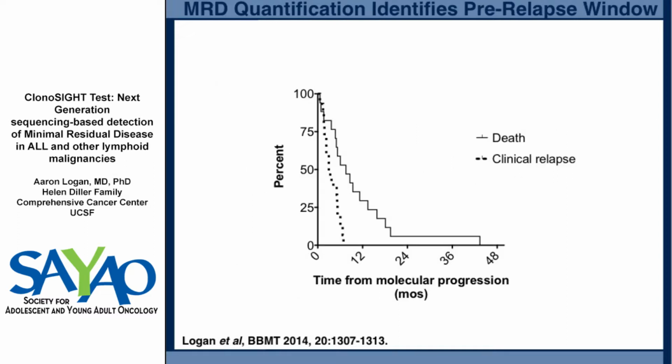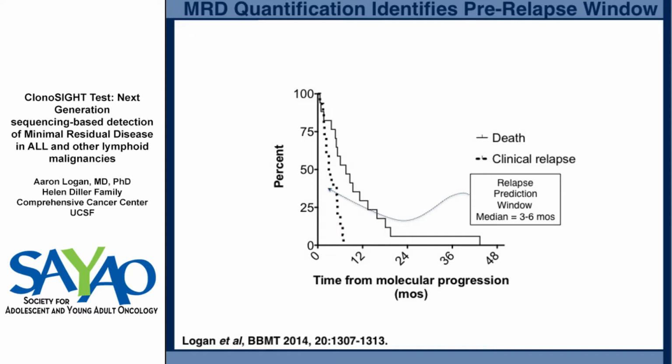So if we look at the time from molecular progression when we had serial samples to the time of clinical relapse, we can learn that there is an important window that's enabled from serial sampling. And that window is a potential time for us to intervene on minimal residual disease and potentially prevent an overt clinical relapse. In this particular study, that window is around 3 to 6 months.